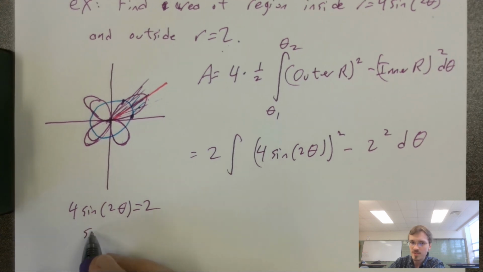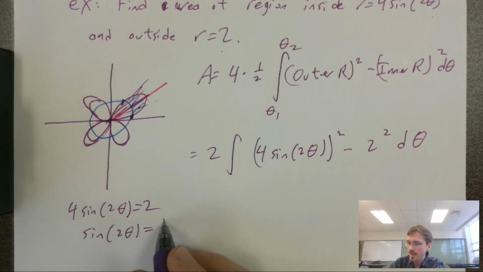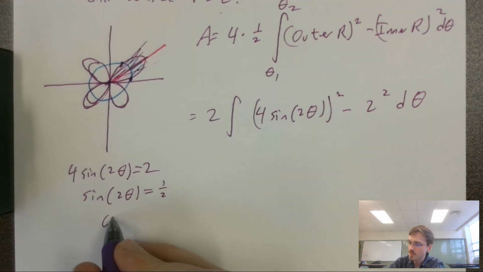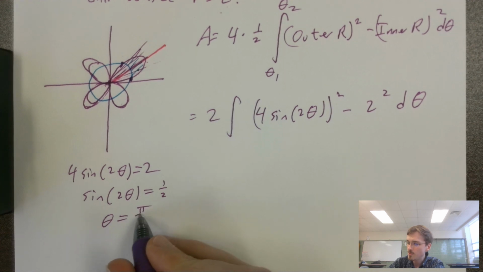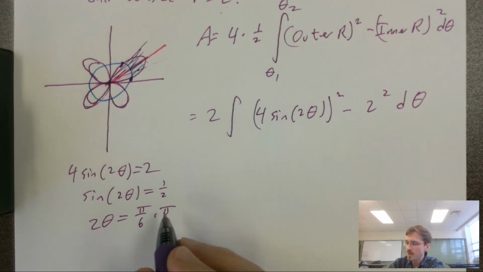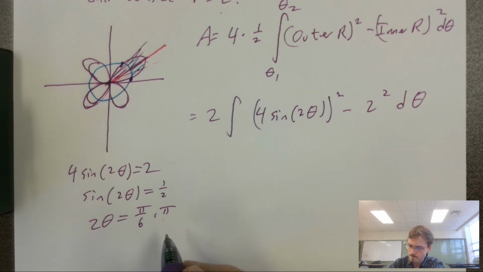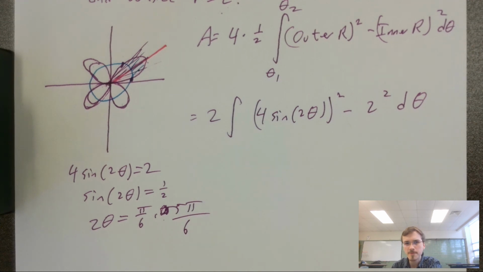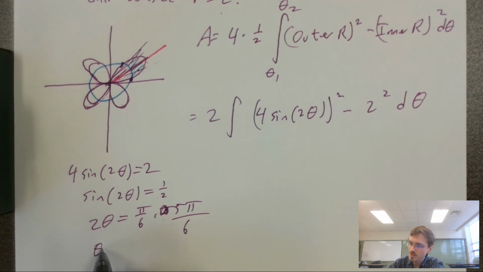Solving this, we need to solve sine of 2 theta equals 1/2. And the two values in this case that will work are 2 theta equals pi over 6 and 2 theta equals 5 pi over 6. Dividing by 2, we have theta equals pi over 12, and theta equals 5 pi over 12.